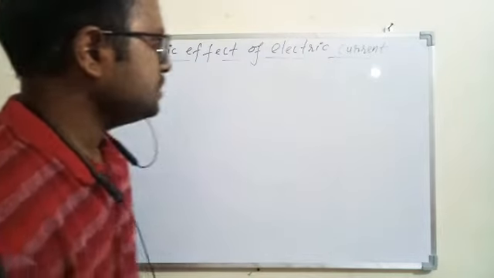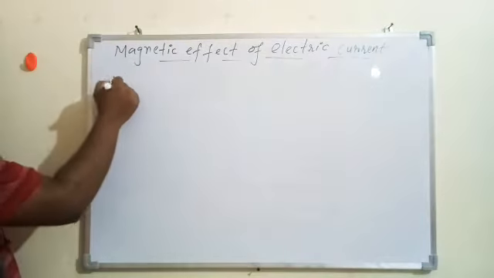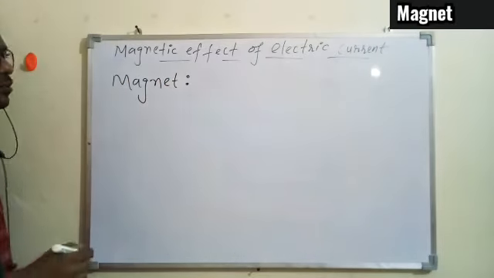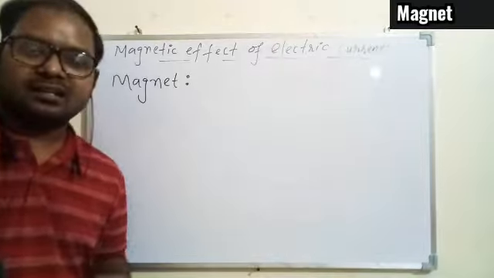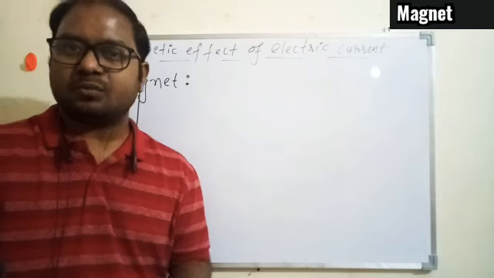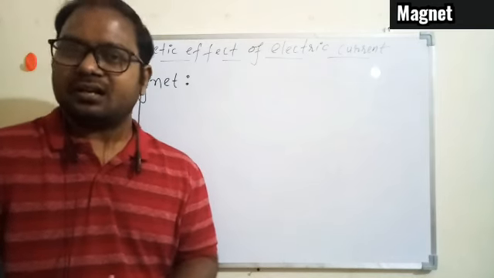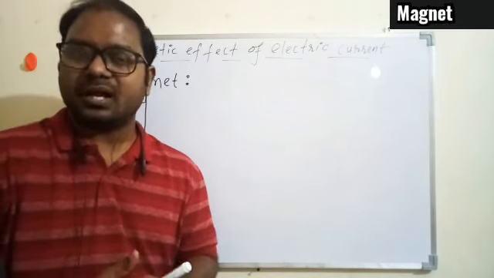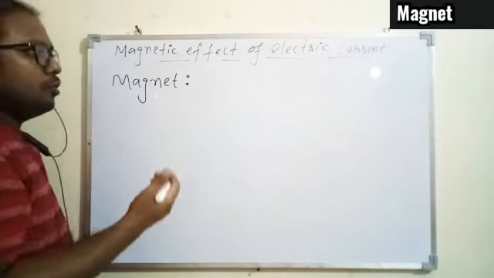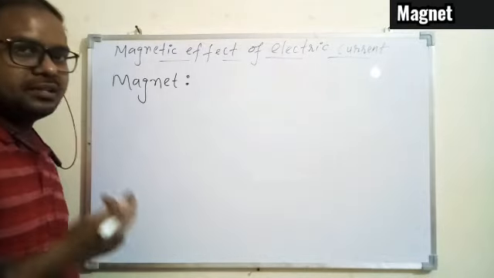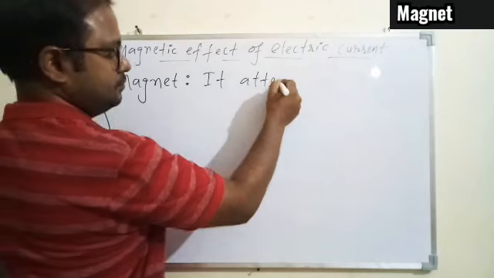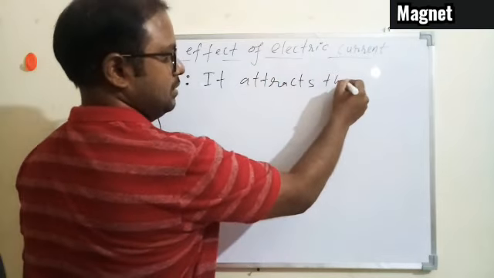So very first, let's start with the basic, that is called magnet. We know any material that can attract iron pieces is called a magnet. The magnet can be natural, that is obtained from the earth, or we can make an artificial magnet also. Even artificial magnets can be made with the help of different methods. But overall all the magnets have a similar property, that is, it attracts the iron.